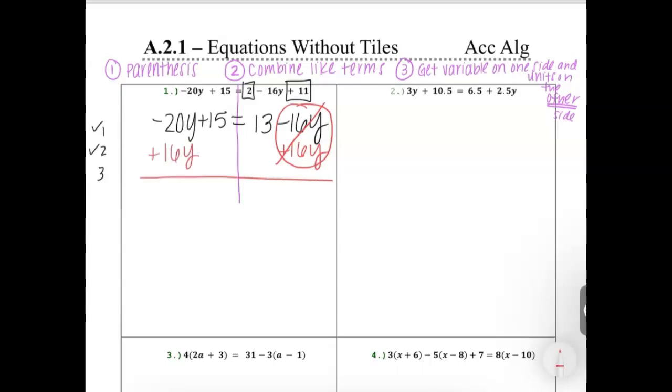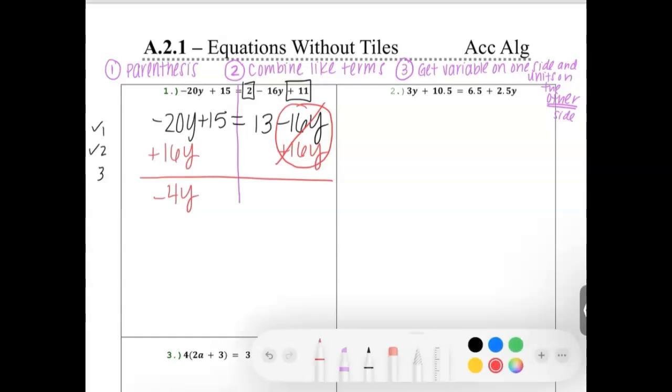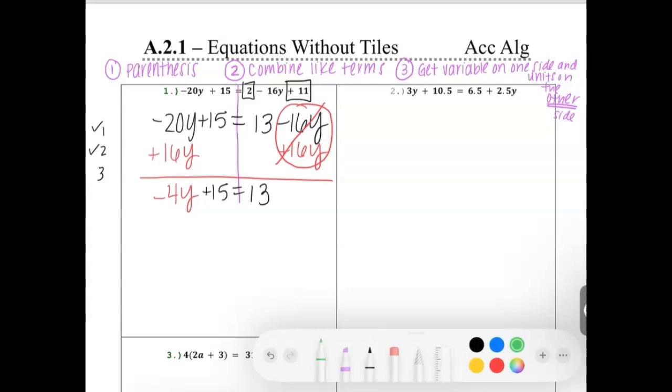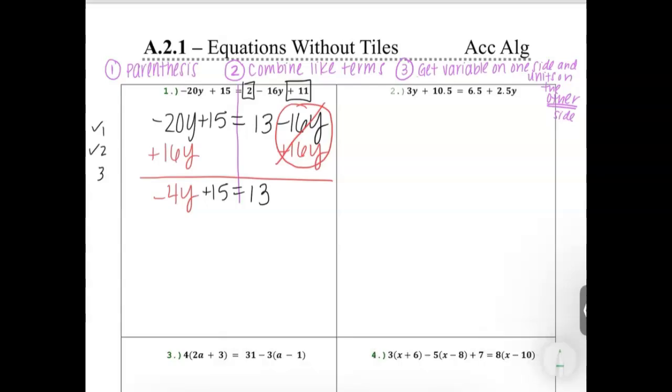And so negative 20 plus the 16 makes that a negative 4y. The more organized you can be, the easier these problems are to solve. So I'm going to bring down what I didn't use here. Now we got our y's onto one side, so get variable on one side, and so we want to get the units onto the other side.